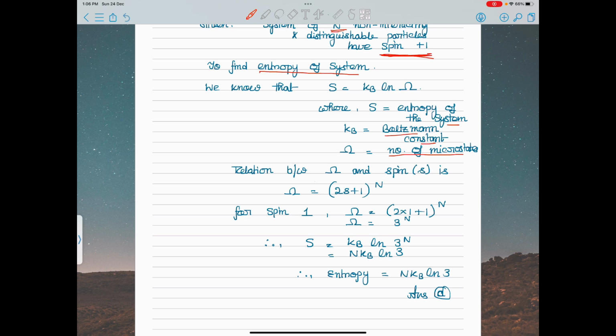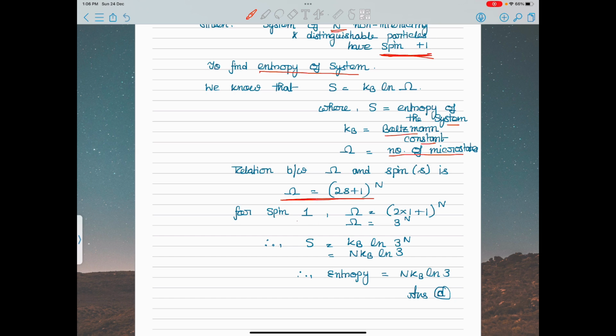Now, the relationship between omega and spin S is given by omega is equal to (2s plus 1) to the power n. This is a very popular relationship which relates the amount of spin with omega if there are n non-interacting particles. Therefore, omega is equal to (2s plus 1) to the power n is the formula which we will be using for this particular question.